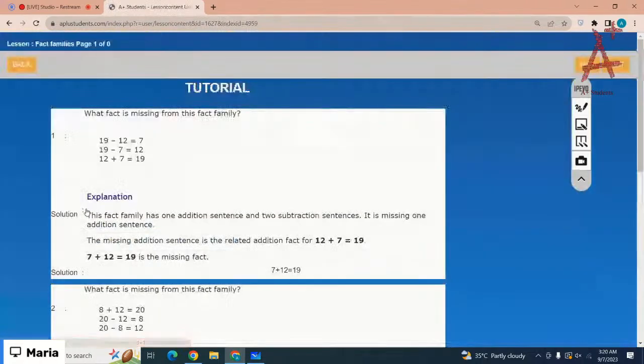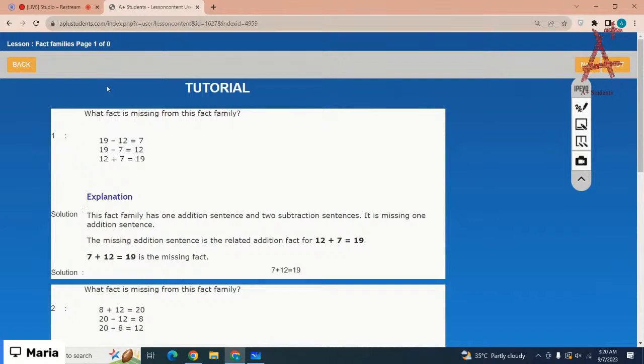Fact families. What fact is missing from this fact family, right? The basic thing you have to understand here is the fact family. You have three numbers given, right? You have to write down fact families for addition and subtraction as well. Using three numbers, you have to write down two facts for subtraction and two facts for addition, because we have already done facts with addition and subtraction, right?